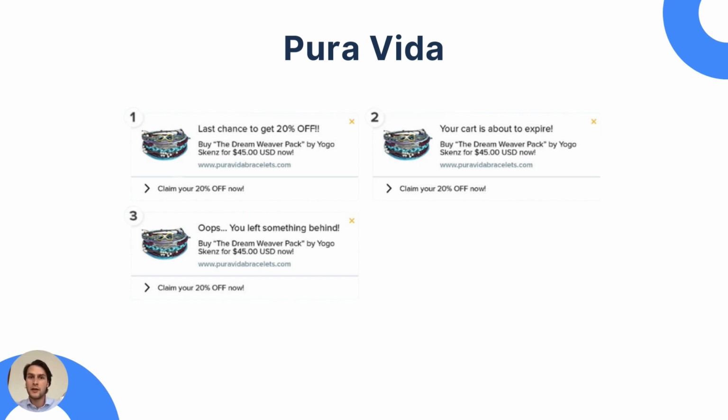This results in an average of 22% of receivers that click through and finish their purchase. Furthermore, the abandoned cart reminder generates 44% of the brand's total revenue, making it one of Pura Vida's main resources of income.